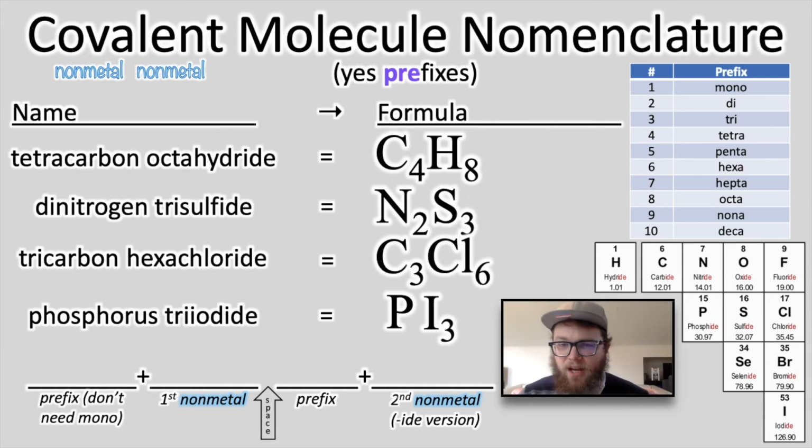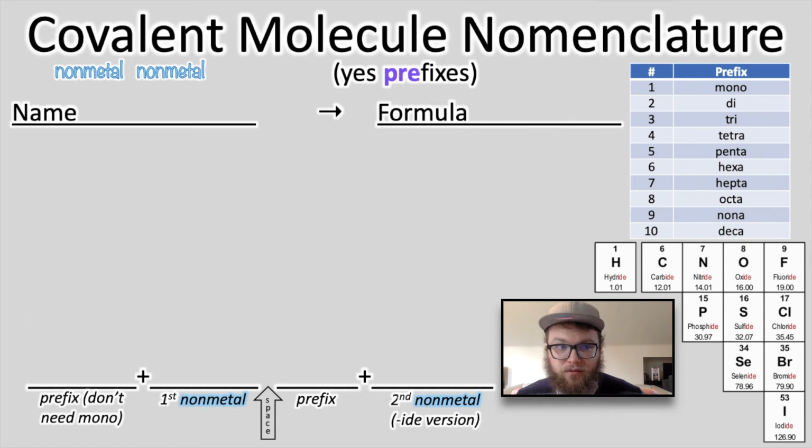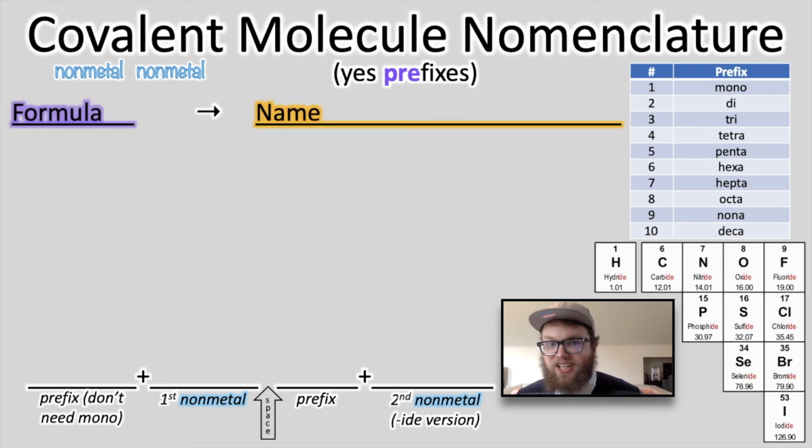So those are 4 examples. Seems pretty easy, right? We just need to have our list of the prefixes, our periodic table, and the list of the IDE versions of the nonmetals. Now let's use the same rules to do things backwards. So we had name to formula. Now we're going to switch to formula to name.